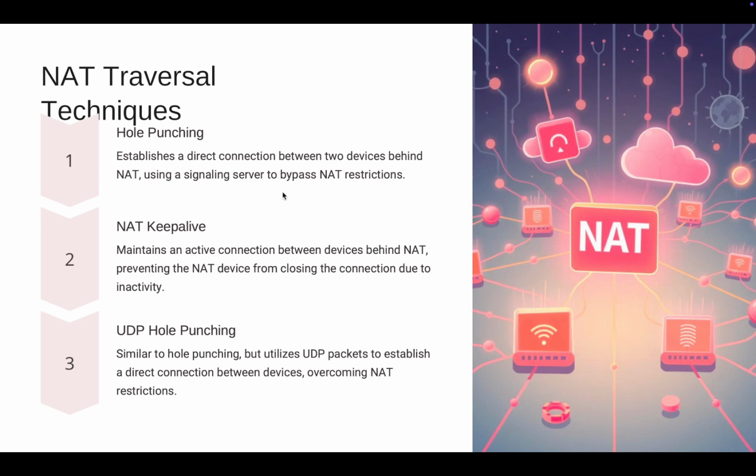The next one is NAT keepalive. It maintains an active connection between devices behind NAT, preventing the NAT device from closing the connection due to inactivity. And the last one is UDP hole punching, which is similar to hole punching, but it utilizes UDP packets to establish a direct connection between devices, overcoming NAT restrictions.